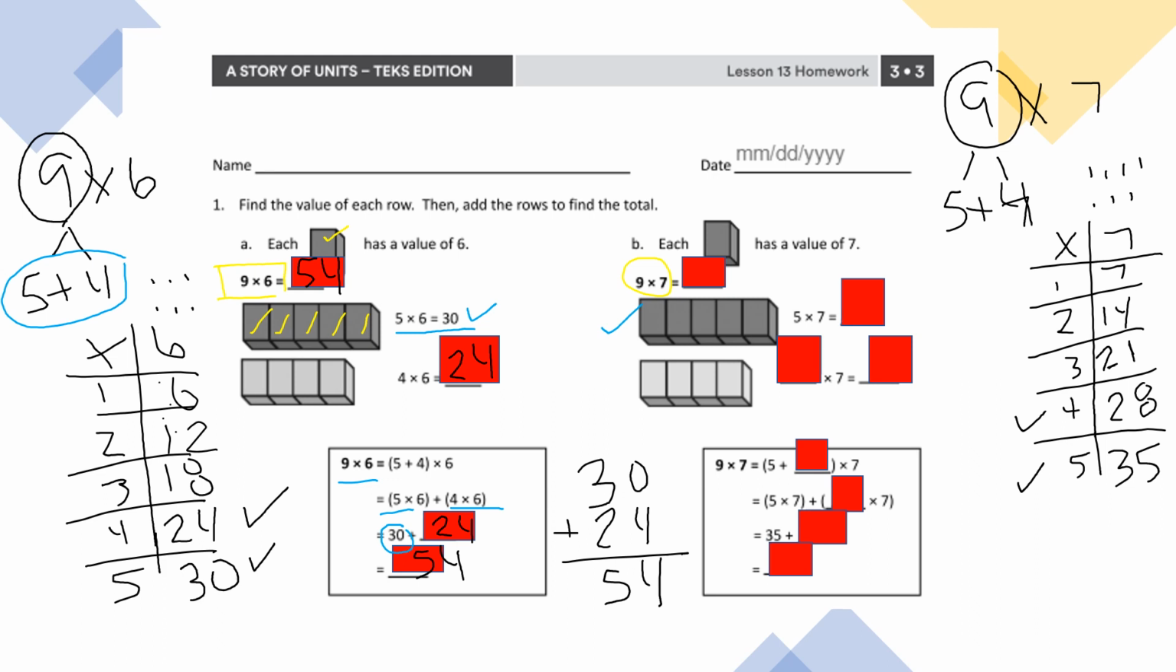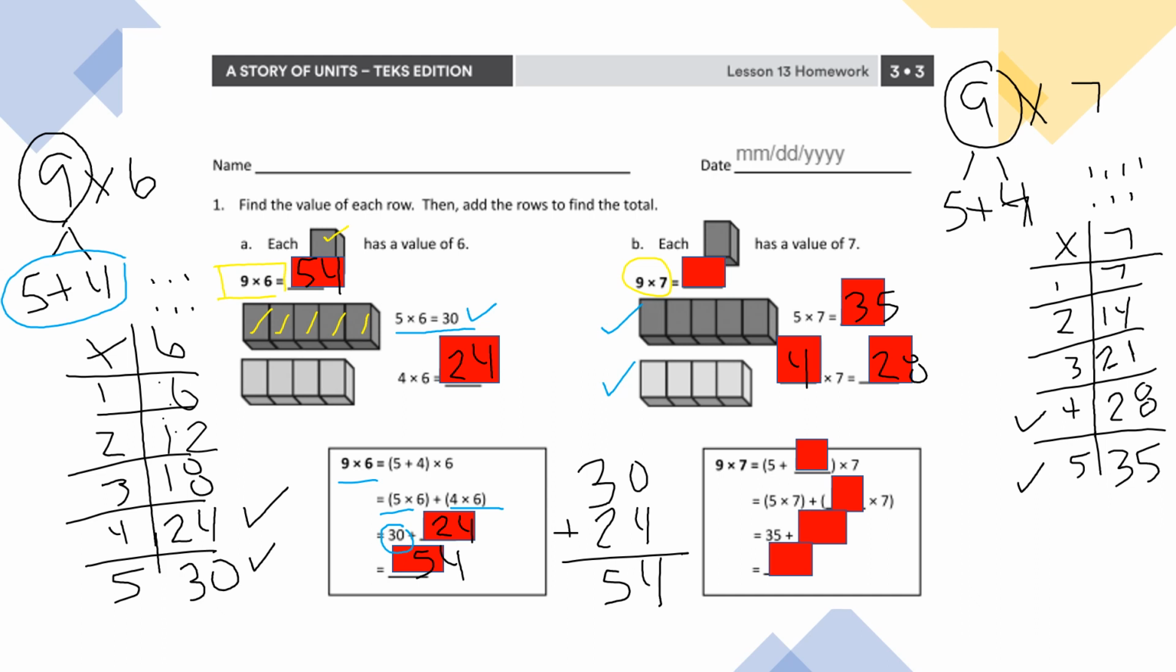All right, so let's look again at the dark gray unit cubes. And we have the solution for 5 times 7 now, which is 35. So we write 35 in that blank. Now let's look at the light gray unit cubes. There are 4 of those. So in the first blank, we write a 4. Now we have the equation 4 times 7. And we know from our ratio table that 4 times 7 is 28.